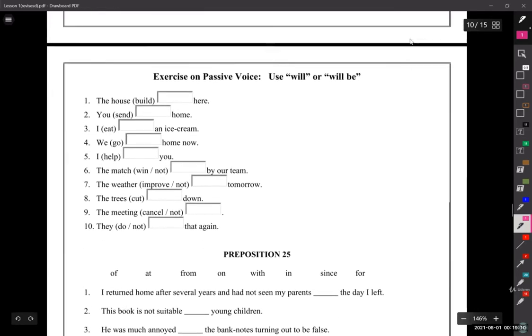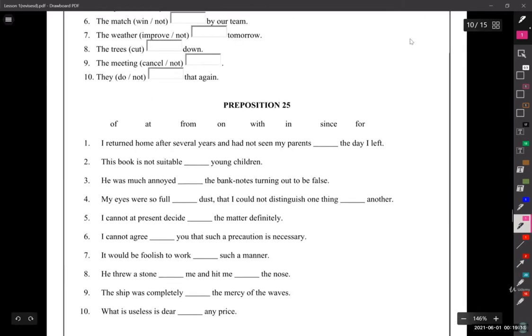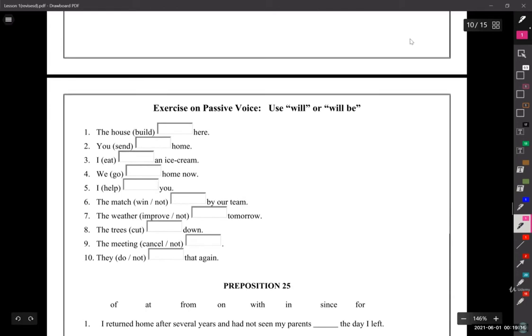The next part usually is passive voice and preposition, as we can see over here. The passive voice is to use will or will be. For passive voice, once again, you can explain the first three and do it with them with a bit of guidance. The next 7, you can let the students do by themselves to see how much they've understood. If they still don't understand, you can help them out a bit more, try to rub the answers, and let them do it one more time.